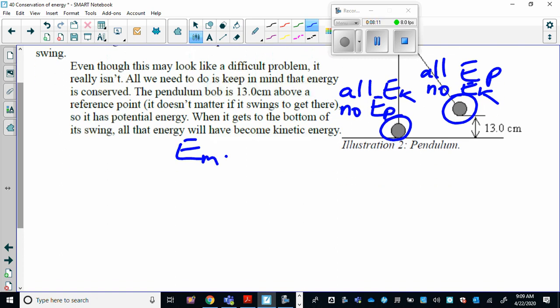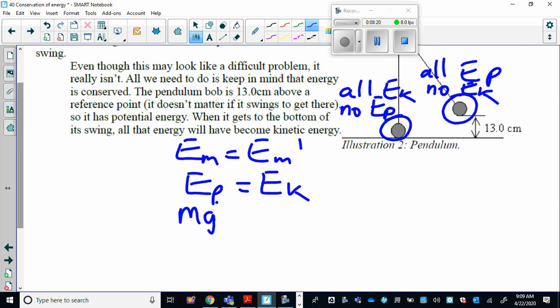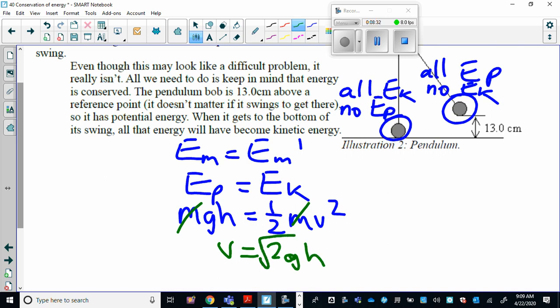It's just EM equals EM prime. And we know that all the potential energy gets converted to kinetic energy. mgh equals 1/2 mv squared. The masses cancel out. You get v equals the square root of 2gh. Plug in your values and get the velocity, and it turns out to be 1.6 meters per second. So there's the velocity at the bottom.